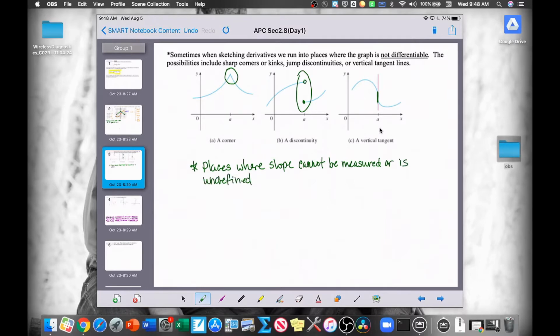Okay, so if we can't measure the slope, we can't find the derivative. If the slope is undefined, we can't find the derivative. So there are certainly locations on functions where a derivative would not exist based on these things.